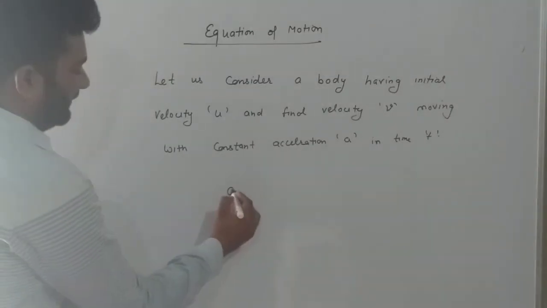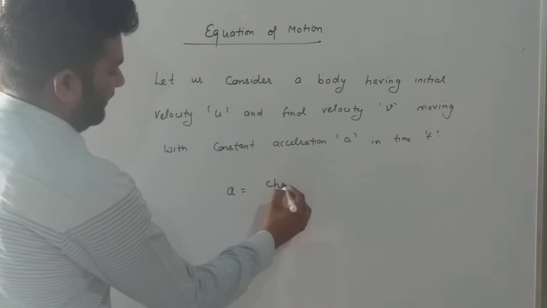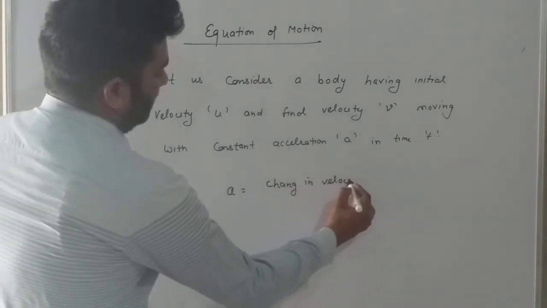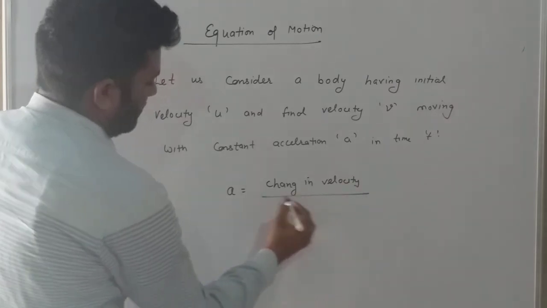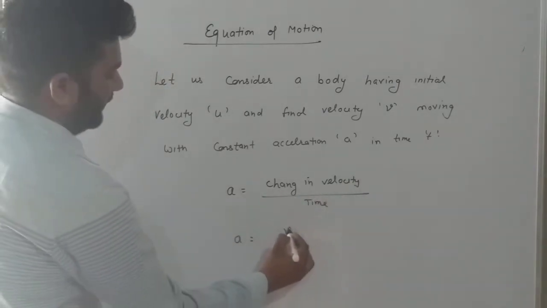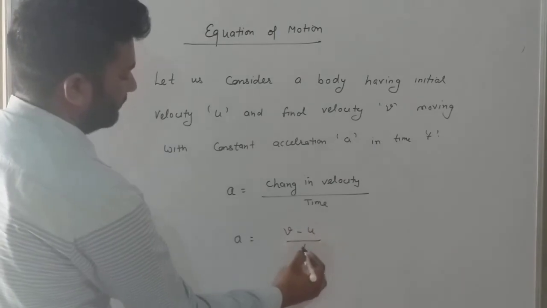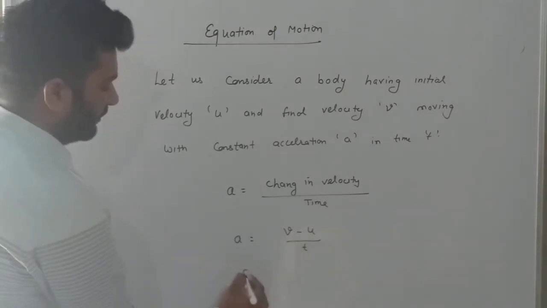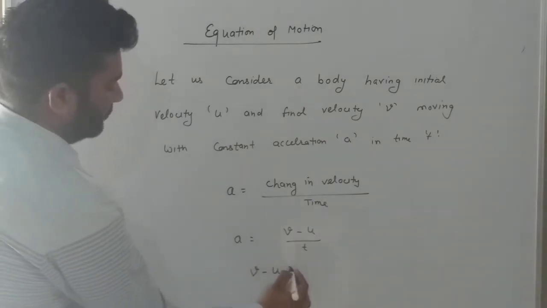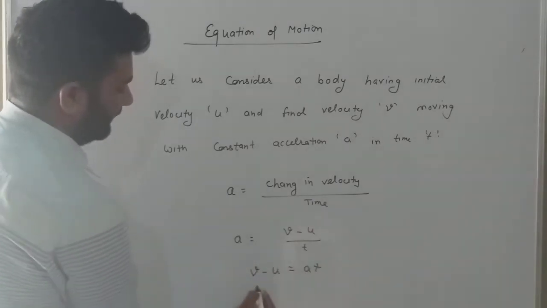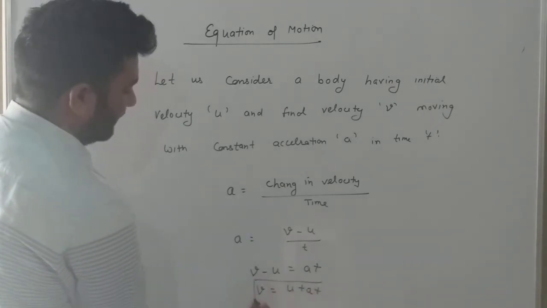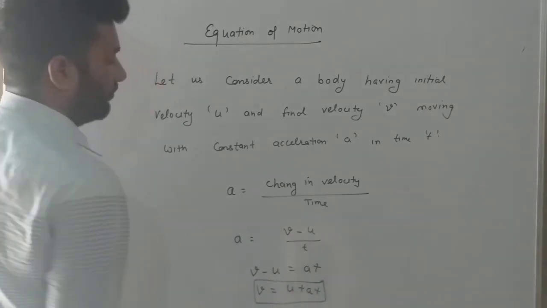So acceleration is equal to change in velocity upon time. So acceleration is equal to final velocity minus initial velocity divided by time. So by cross multiply, v minus u is equal to at and v is equal to u plus at. This is the first equation of motion.